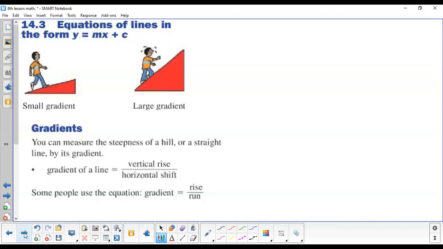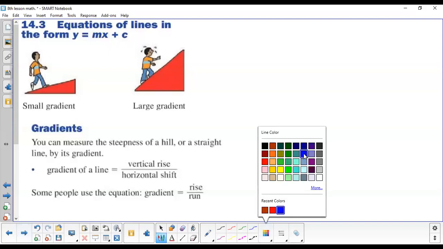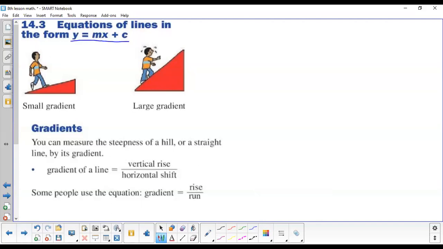Now, let's pass to our new lesson. Our new lesson is equations of lines in the form y equals mx plus c. Actually, we have learned a lot of different linear equations of different types. For example, x plus y equals 4. So this is another form. I can write this in the same form, so we have y equal to 4 minus x. Another form for this is x equals 4 minus y, and so on.